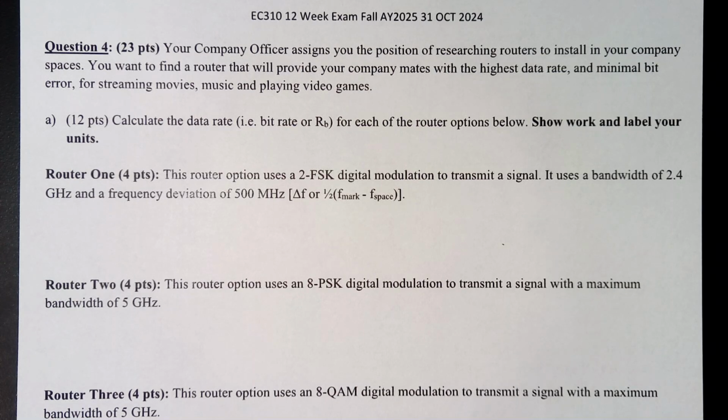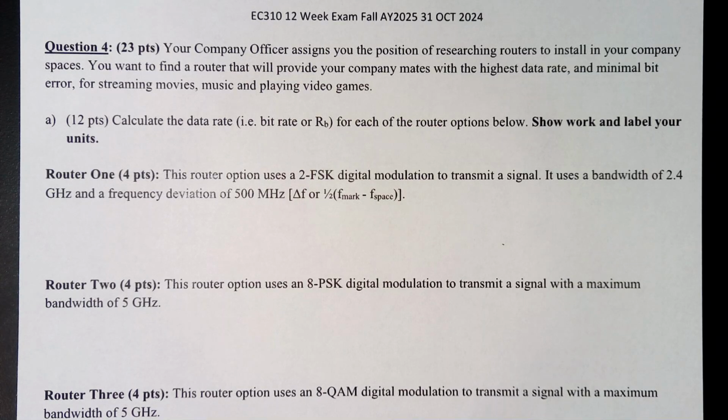Okay, on to question 4. Your company officer assigns you the position of researching routers to install in your company spaces. You want to find the one that will provide the highest data rate and minimal bit error for streaming movies, music, and playing games. So calculate the data rate, or RB, of each of the router options below. Show work and label your units.